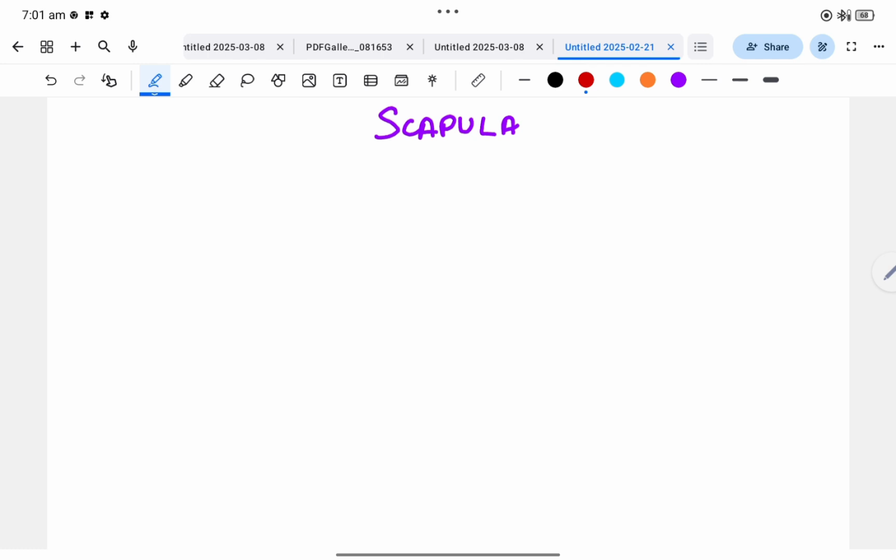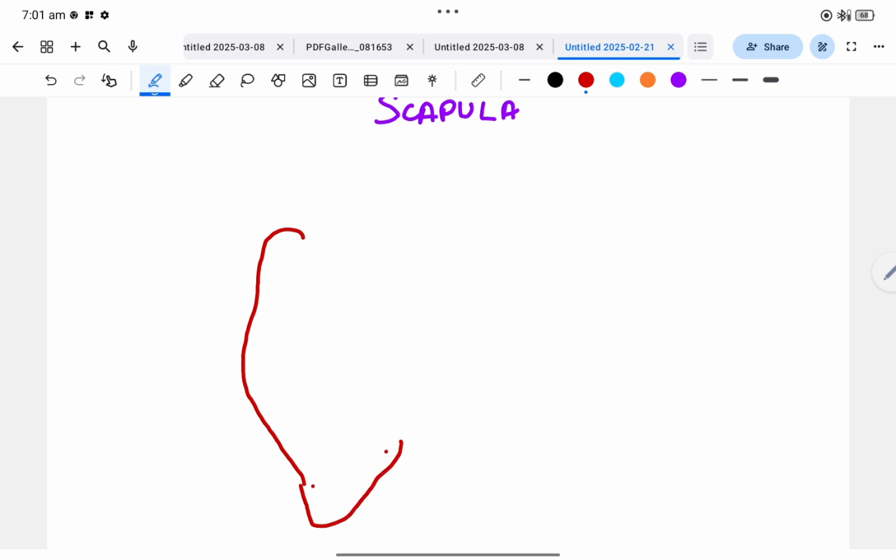So first there are two surfaces of the scapula, one is anterior and one is posterior. First we will see the posterior surface of the scapula. Draw the diagram with me, then we will see how to learn the sides and borders of the scapula. We will learn each and every point with this diagram only.